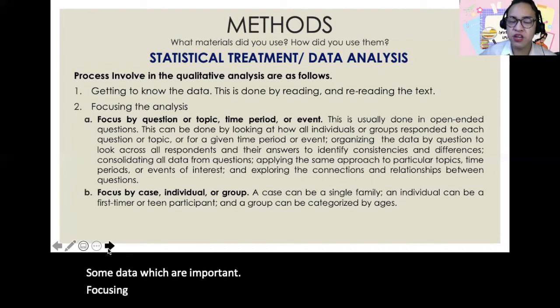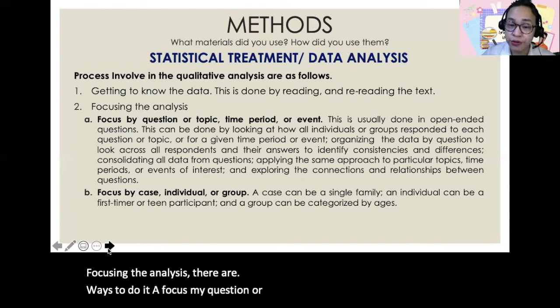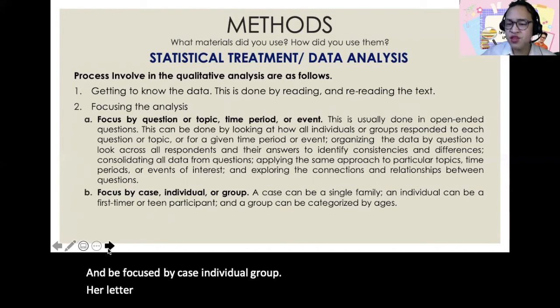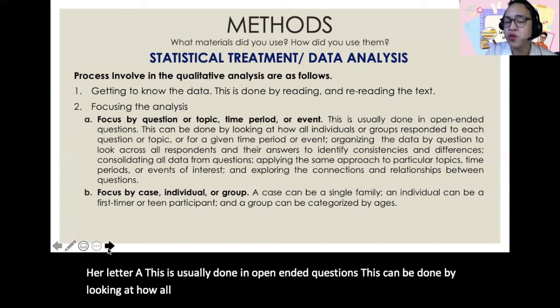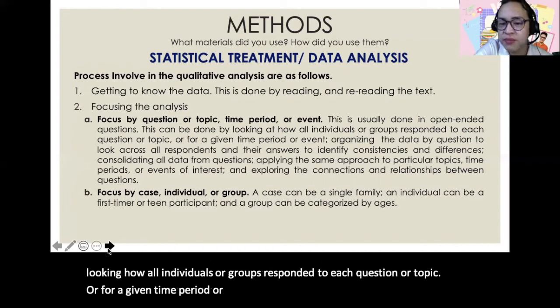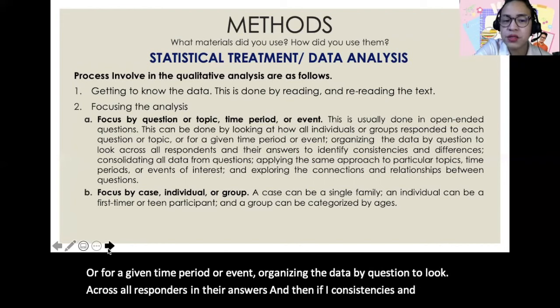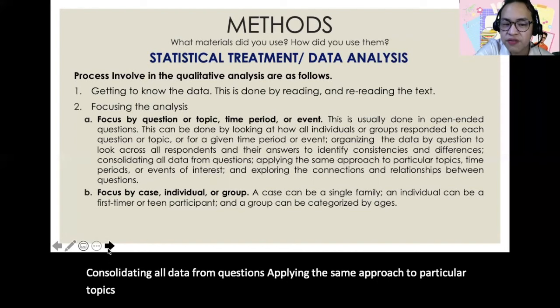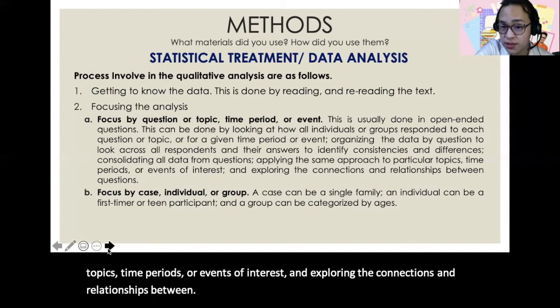Focusing the analysis. There are ways to do it. A, focus by question or topic, time period, or event. And B, focus by case, individual, group. For letter A, this is usually done in open-ended questions. This can be done by looking at how all individuals or groups responded to each question or topic. Or for a given time period or event, organizing the data by question to look across all respondents and their answers to identify consistencies and differences. Consolidating all data from questions, applying the same approach to particular topics, time periods or events of interest, and exploring the connections and relationships between questions.